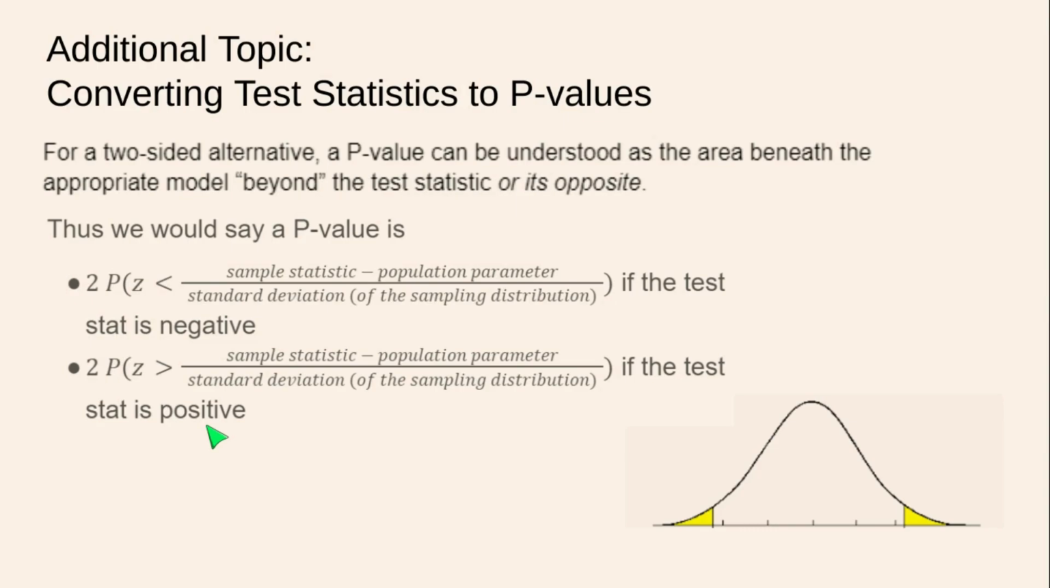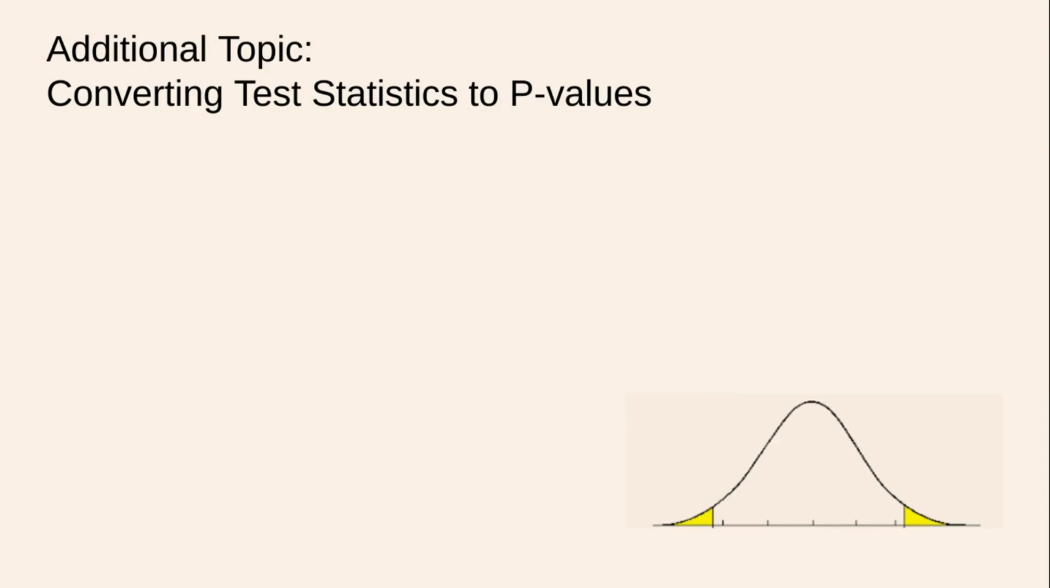Converting test statistics to p-values. All right, so when we're doing a two-sided alternative, we got to double that probability because a two-sided alternative considers both sides of the bell curve, not just one. So now let's get to an example.